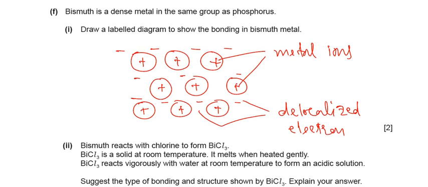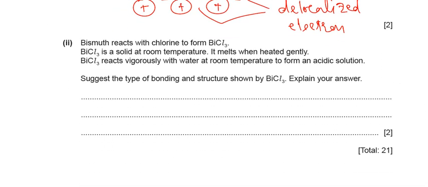Next he says that bismuth reacts with chlorine to form bismuth trichloride. Bismuth trichloride is a solid at room temperature. It melts when heated gently. As gentle heat melts it, its low melting point indicates that it could be a simple structure, and simple structures exist in the form of covalent bonds.